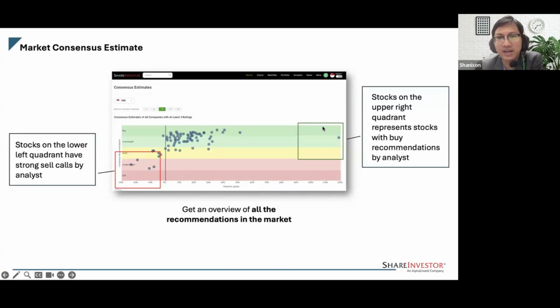The top right quadrant represents the stocks which have buy recommendations and potentially higher upside potential, according to the analysts. So that's how you look at these charts to find opportunities in the market.